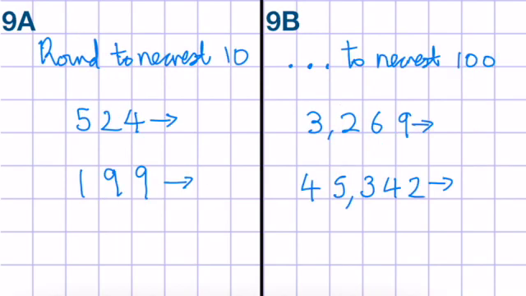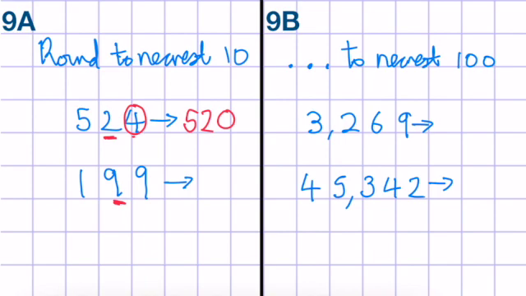Can you please do both sides? Round to the nearest 10 on the 9A side and round to the nearest 100 on the 9B side. Press pause. Okay, 524 to the nearest 10. We have a 2 in the tens digit, so it's either going to stay the same or it's going to go up to 3. We look to the right hand side and we see that we have a 4. So that means we round down. So that's 520.